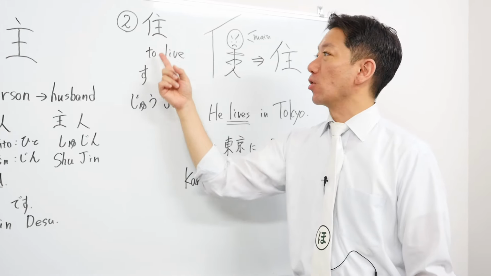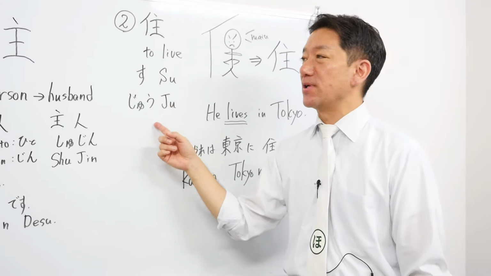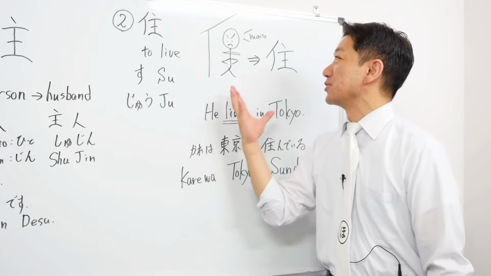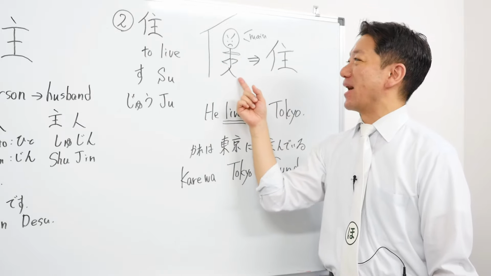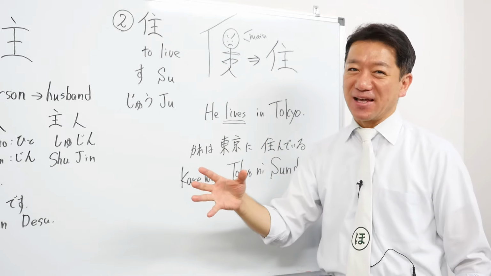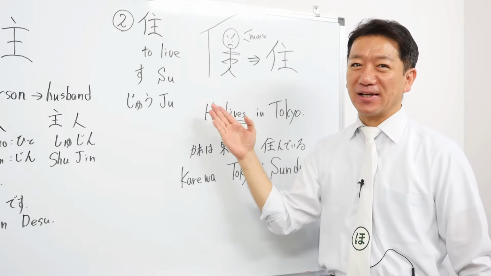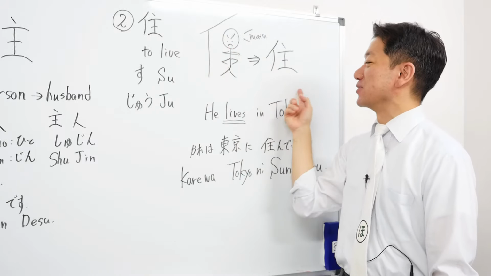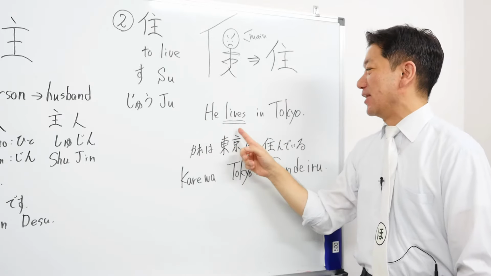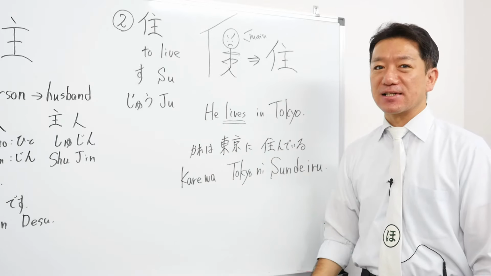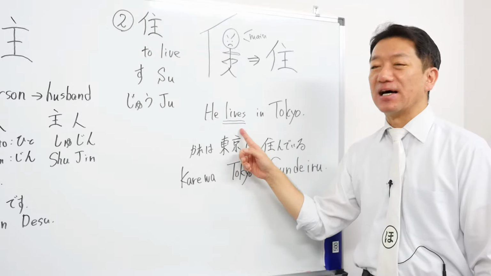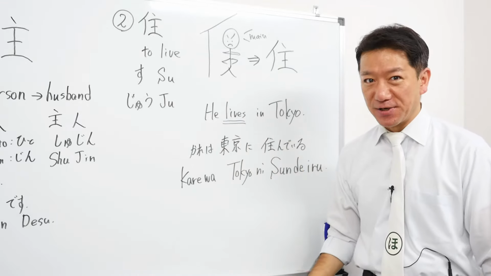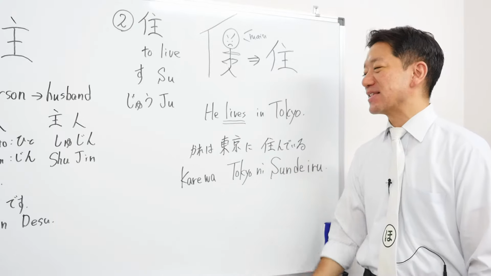Ju or su, okay? Which is to live in English. How to remember this kanji is, a man is again shouting, I'm a main man, under the roof. He's living in this house or something like that, and it can be transformed into this kanji. For example, he lives in Tokyo. He is kare wa. And lives is sunde iru. And in Tokyo is Tokyo ni.